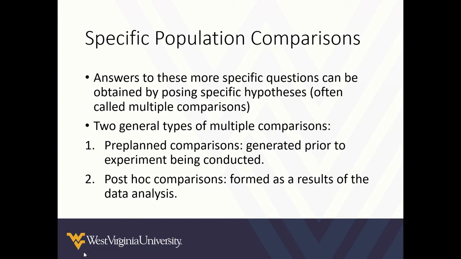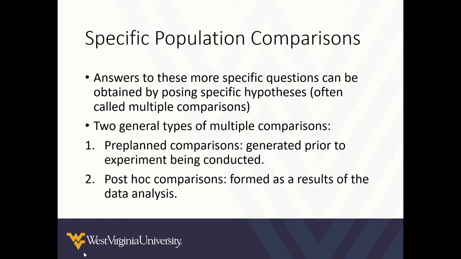And so to answer these more specific questions, we can often do so by posing rather specific hypotheses, which we do have to call multiple comparisons. And we did establish that multiple comparisons, while not great, are actually sometimes necessary, because asking the simple question, is there a difference, doesn't get us close enough to the results we're looking for. And so there are two types of multiple comparisons we are really interested in. One are pre-planned comparisons, which we generate prior to our experiment being conducted.